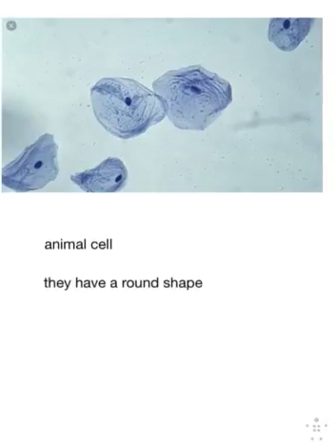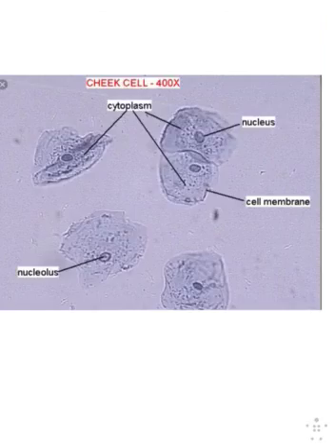These are animal cells. They have a nice round shape with no cell wall, like you'll find in plants. These are actually cheek cells. You will have a chance to have a look at some of your own cheek cells in the really near future. Here we have some close-ups of cheek cells. You can see things like the cytoplasm, the nucleus, the cell membrane. What you can't see are things like the vacuole, the mitochondria.